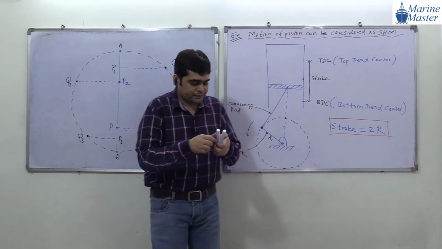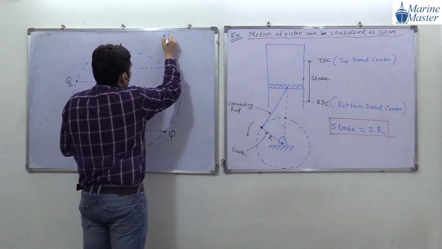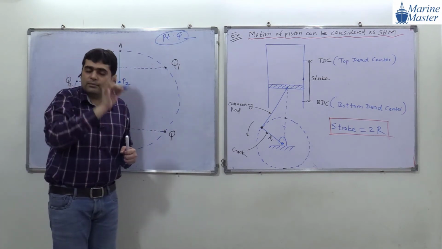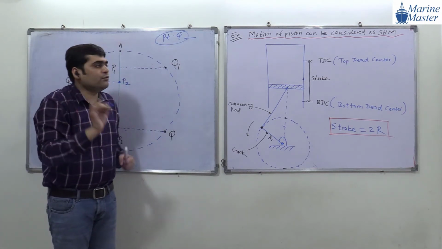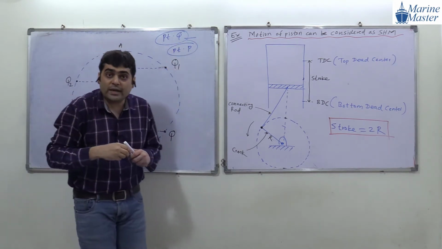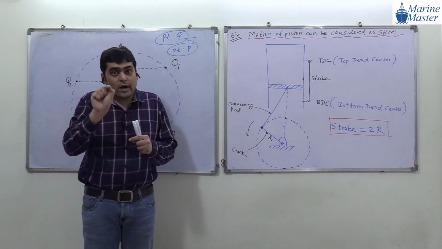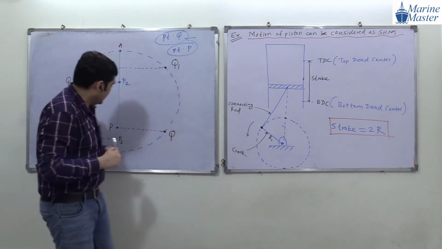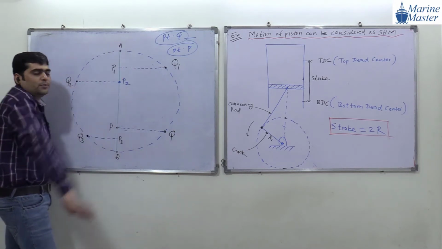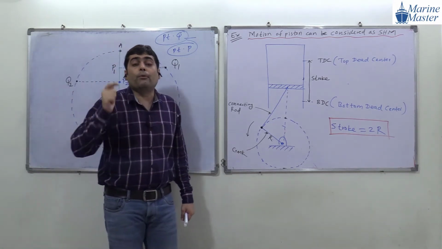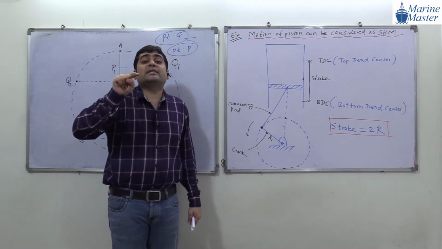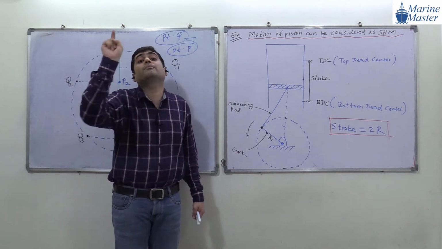When point Q moves in one complete circle, what happens with point P? It does one reciprocating motion. You got the meaning of the word reciprocating motion? Means it starts from point B, goes to the point A and again comes back to the point B. So here the motion of point P can be considered as a simple harmonic motion.